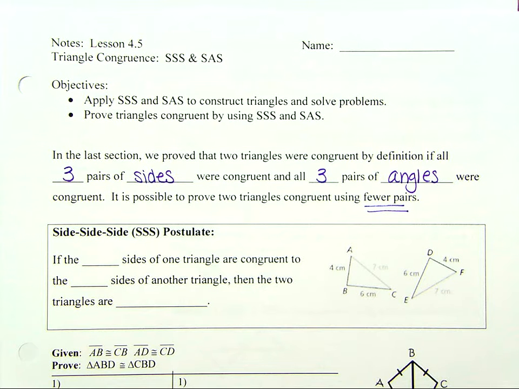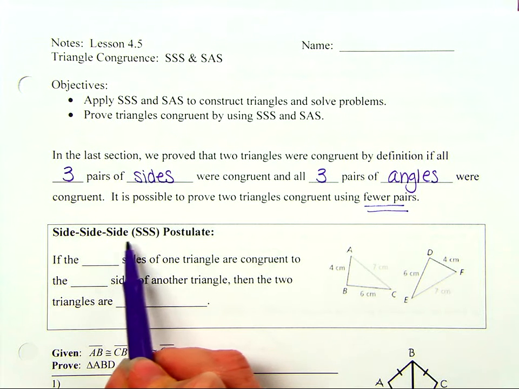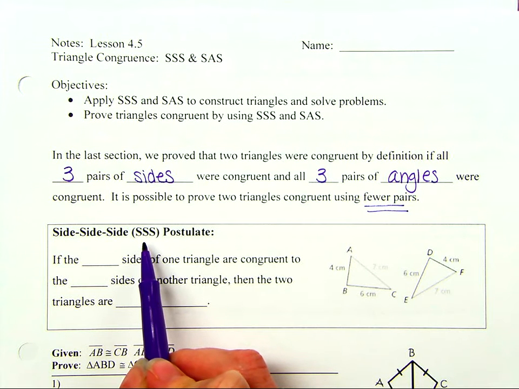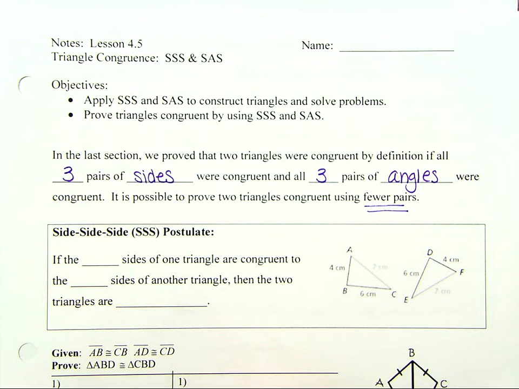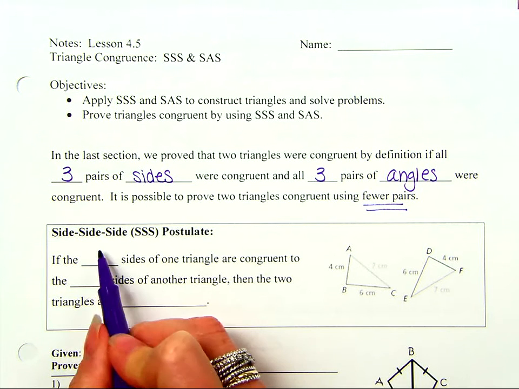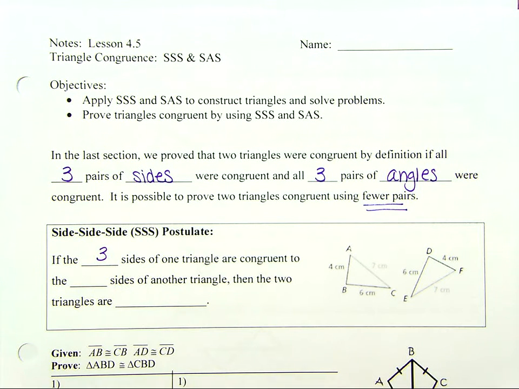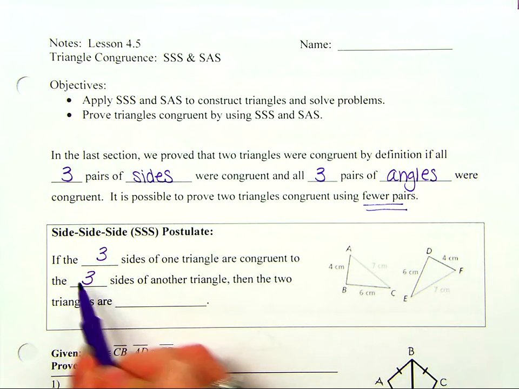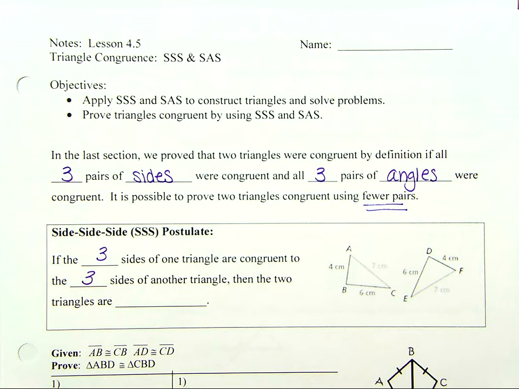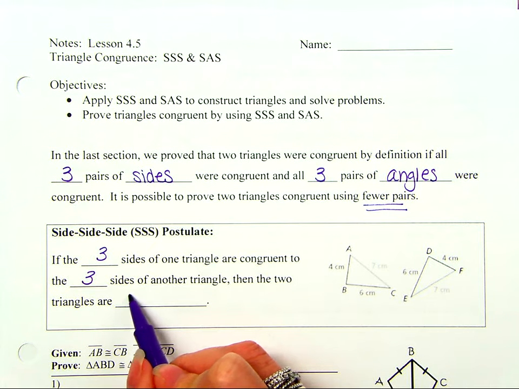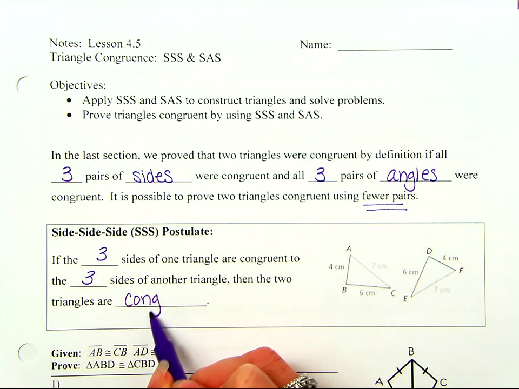The first shortcut I'm going to introduce to you today is called the side-side-side shortcut, and they will typically abbreviate that as SSS. What the side-side-side shortcut says is that if three sides of one triangle are congruent to three sides of another triangle, then the two triangles are going to be congruent.